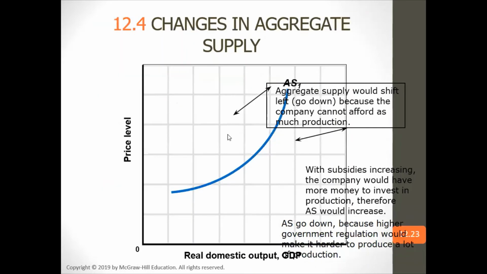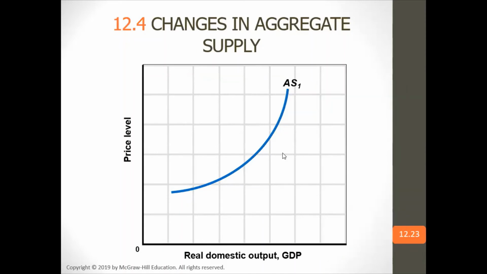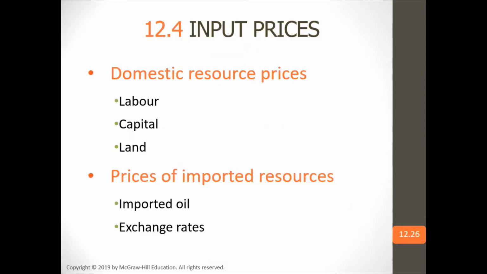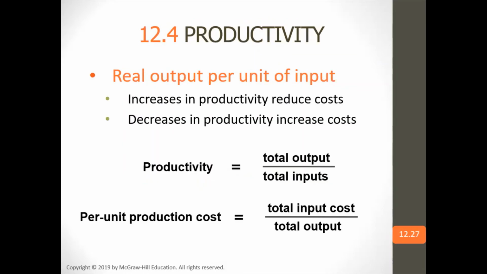So this is how the aggregate supply curve is drawn. As real domestic output GDP goes up, price level goes up. Input prices: the resources include labor, capital, and land. That's a big part of it. Then productivity is real output per unit of input. So increases in productivity reduce costs, decreases in productivity increase costs. Productivity equals total output divided by total inputs. Per unit production cost equals total input cost divided by total output.